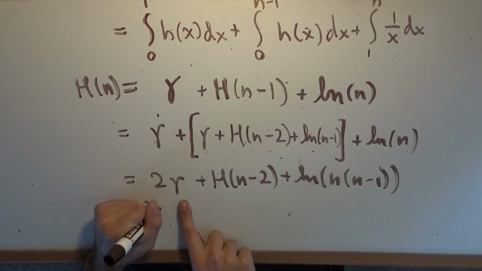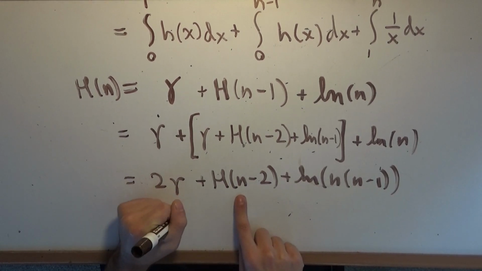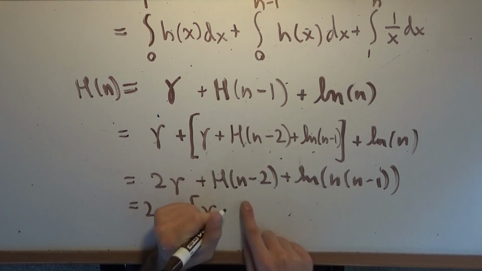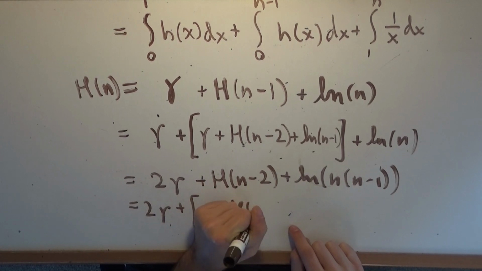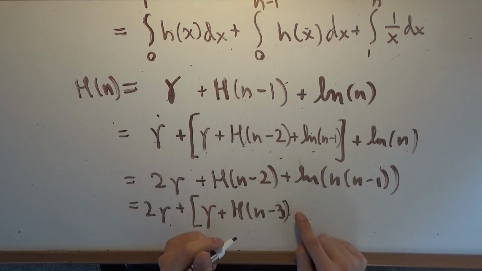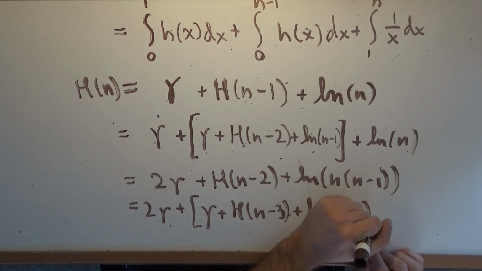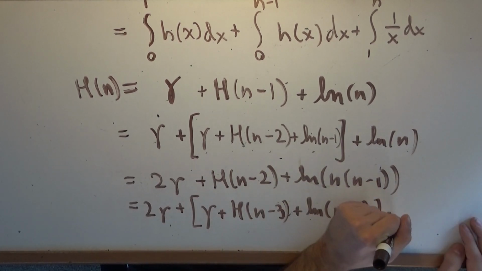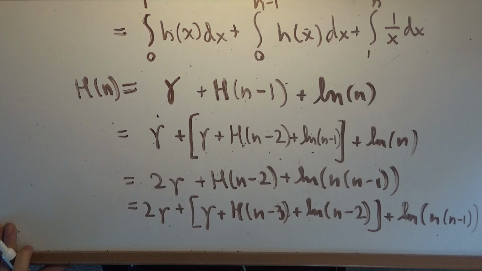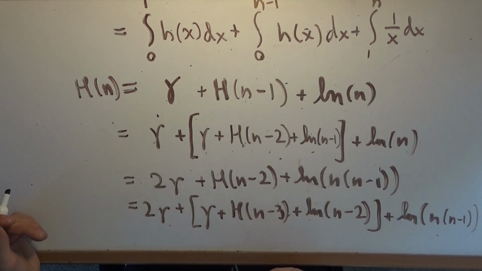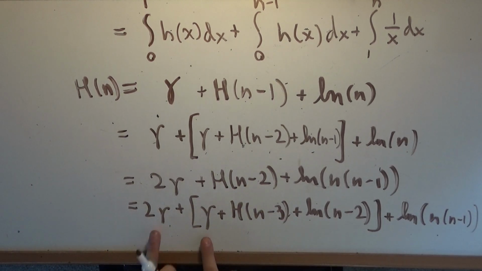We have our 2 gamma right over here, and this can be rewritten as gamma plus capital H of n minus 3 plus the natural logarithm of n minus 2, and then we're adding this natural logarithm term on the outside, right? I hope that's all visible. I should really have started writing to the left more, but essentially what's going to happen is we're now going to have 3 times gamma plus h of n minus 3 plus the natural logarithm of n times n minus 1 times n minus 2.